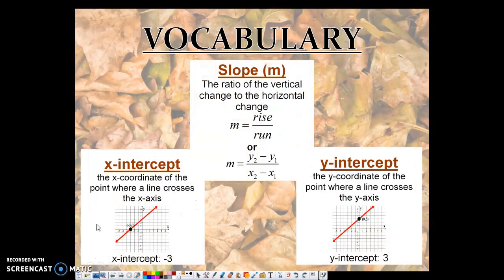Okay, so the slope, we went over that yesterday, or on Thursday and Friday. Slope is m, okay? It's either rise over run or y2 minus y1 over x2 minus x1. This is very important to know. The y-intercept is where the line crosses through the y-axis, right here. The x-intercept is, can you guess, where the line crosses through the x-axis.